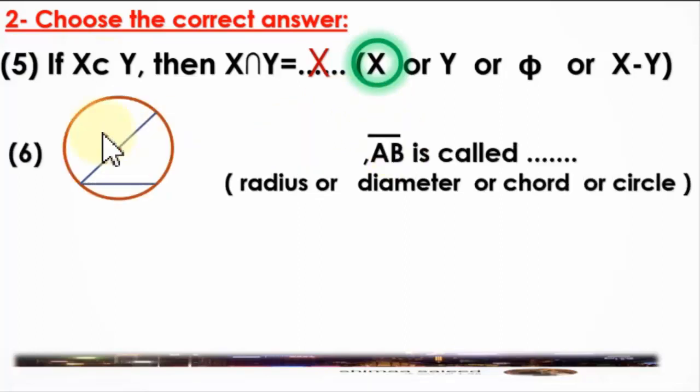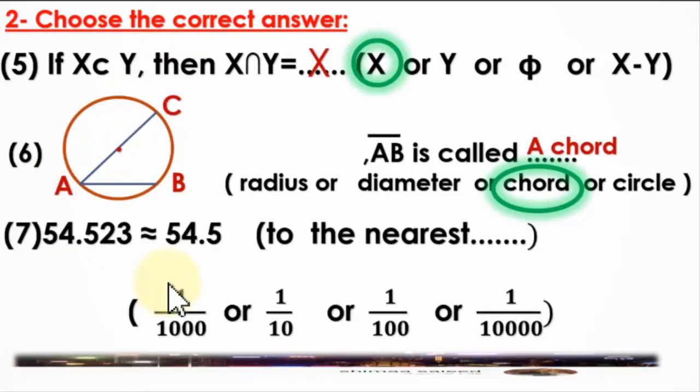AB is called chord. Excellent. Chord. But AC is a diameter. 54.523 approximately to 54.5 to the nearest tenth, which is 1 over 10.